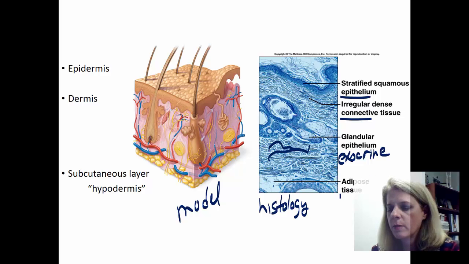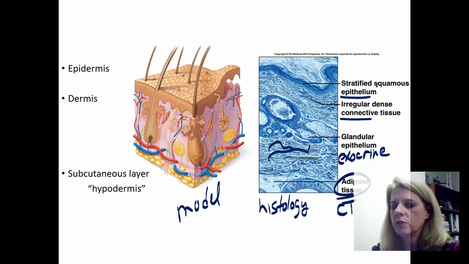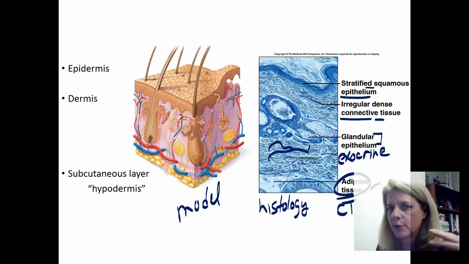The hypodermis is adipose tissue. So what type of tissue is adipose? It's an example of what type? Connective tissue. So we have an example of epithelial tissue in stratified squamous, also your glandular epithelium, and then your dense irregular connective tissue and adipose connective tissue. So start making these connections. As we move forward, we want to tie what we've learned previously to what we're learning now. You can't just learn it and dump it.